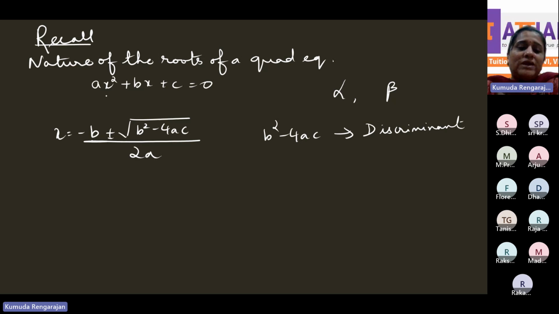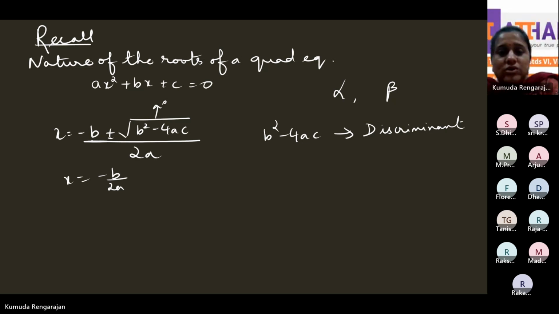Now, when the value of b square minus 4ac is 0, square root of 0 is 0. So this one becomes 0, this one becomes 0. So plus or minus 0. So it's nothing but x is equal to minus b by 2a. That means both the roots are minus b by 2a. This is the case when the quadratic equation will have two equal roots, when discriminant is 0. If the value of b square minus 4ac is positive, then it will have two distinct roots.